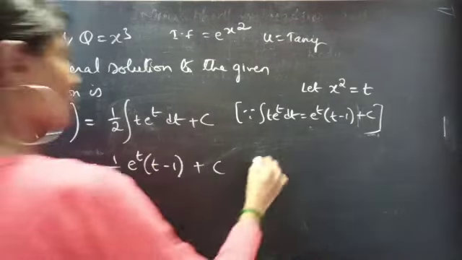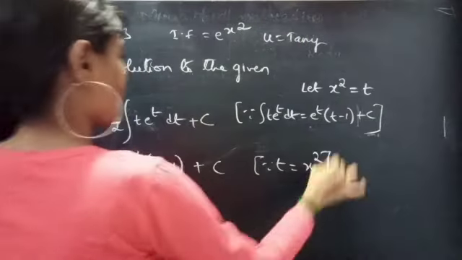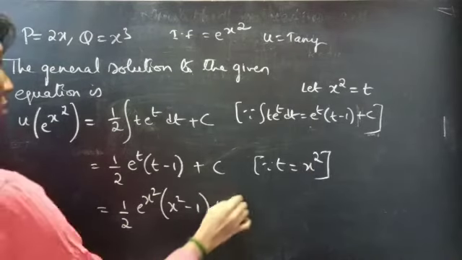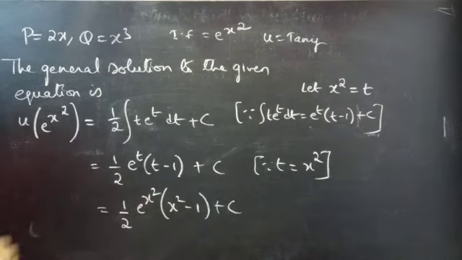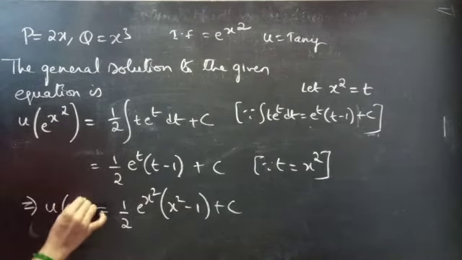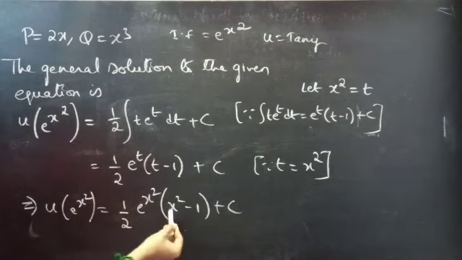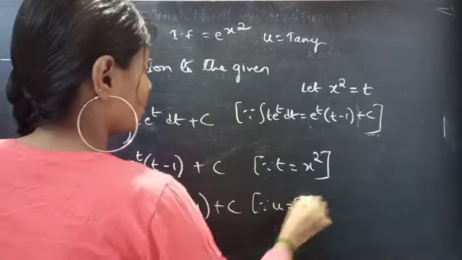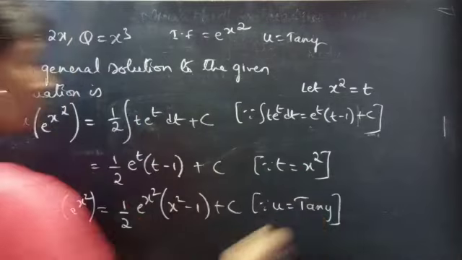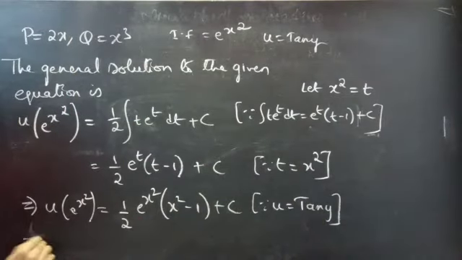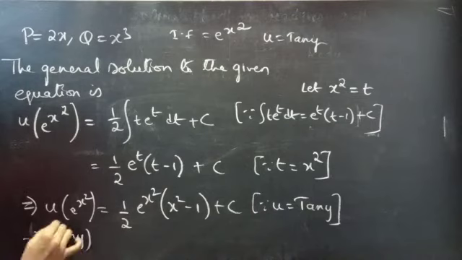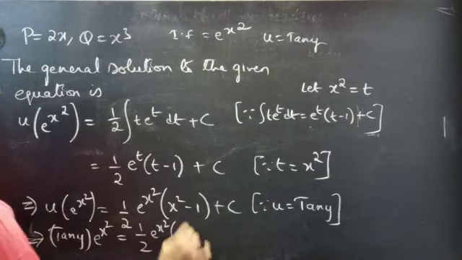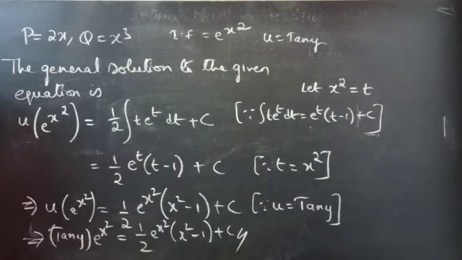Now we can replace t, since t equals x square. Then this becomes 1 by 2 into e power x square times x square minus 1 plus c. We are having u into e power x square equals 1 by 2 into e power x square times x square minus 1 plus c, right? Now we can also replace u, since u equals tan y. Then tan y into e power x square equals 1 by 2 e power x square into x square minus 1 plus c is the required solution.